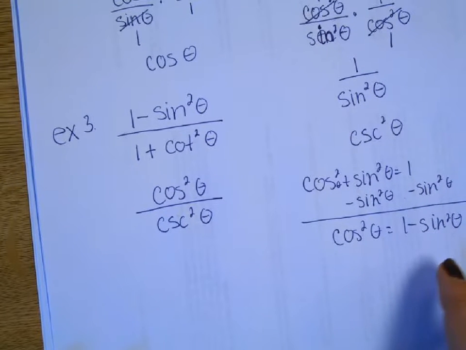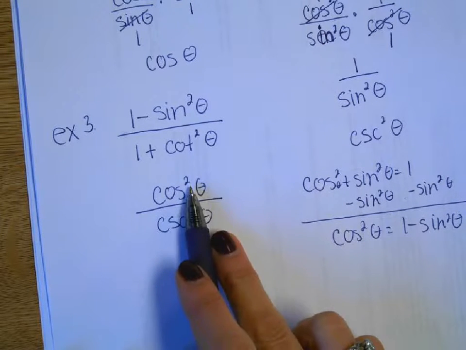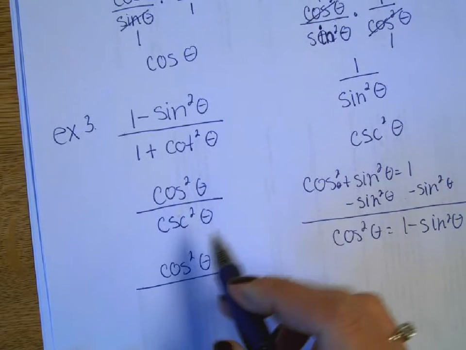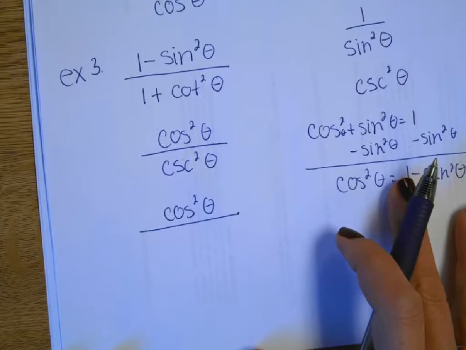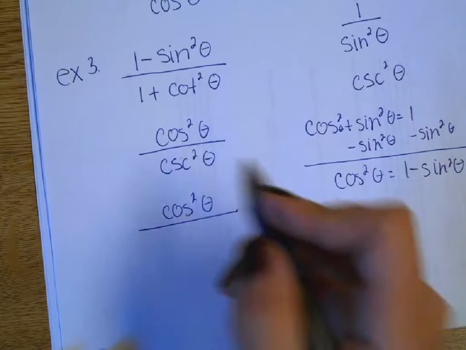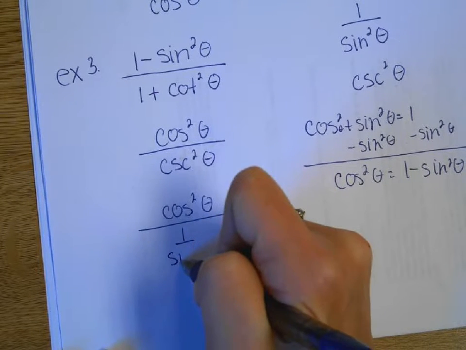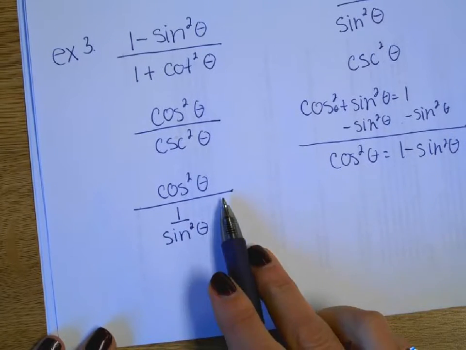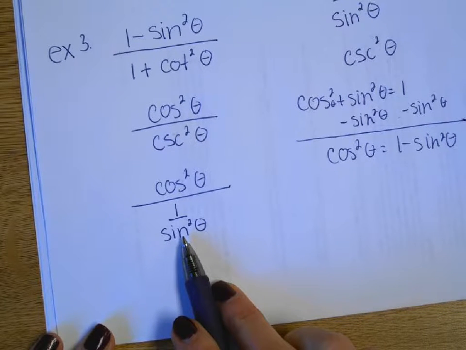Okay. Now we still have to switch everything to sines and cosines at this point. So we did a little simplifying. Now you want to switch everything to sines and cosines and see if you can simplify any more. So cosine squared is going to stay cosine squared. How do I rewrite cosecant squared in terms of sines or cosines? 1 over sine squared. Okay? How do I divide by a fraction? Multiply by the reciprocal.